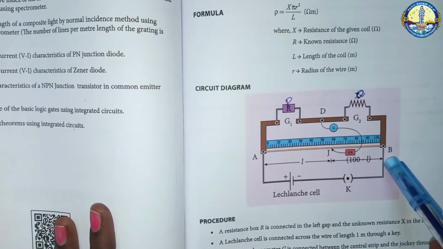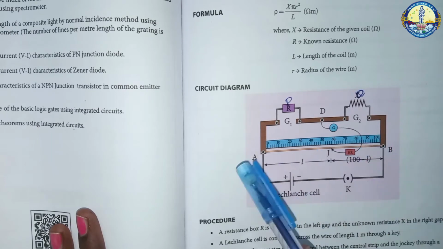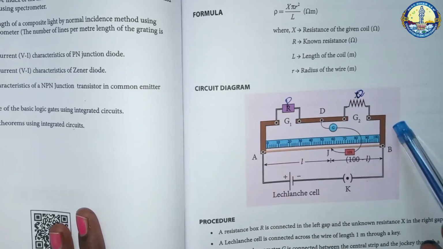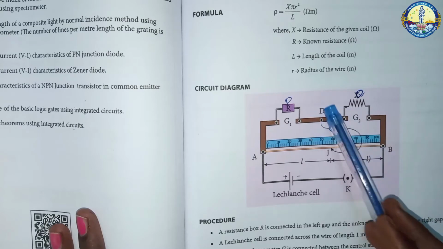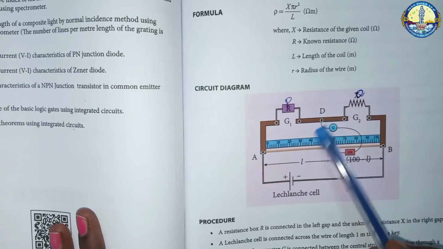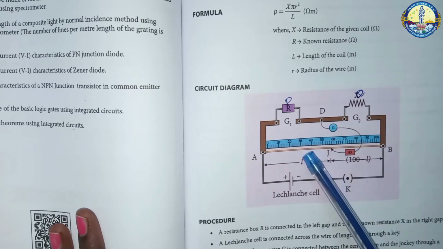This wire is stretched along a meter scale on a wooden board between two copper strips C and D. Between these two copper strips, another strip E is mounted to enclose the gaps G1 and G2, as shown in the diagram.